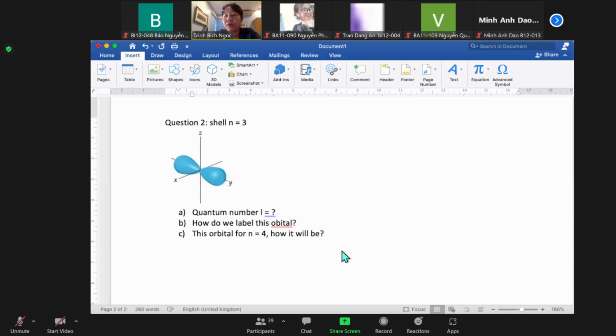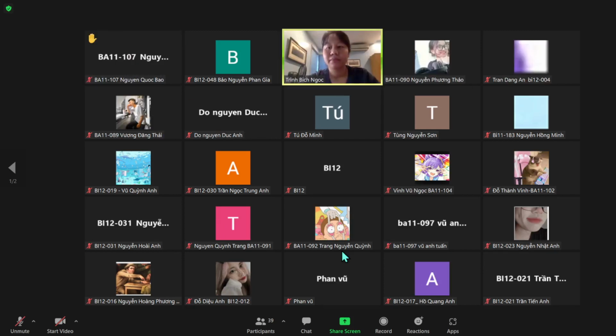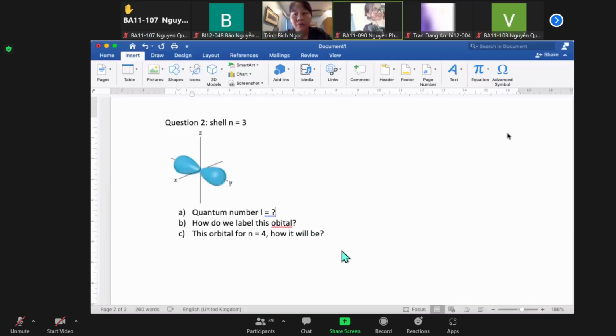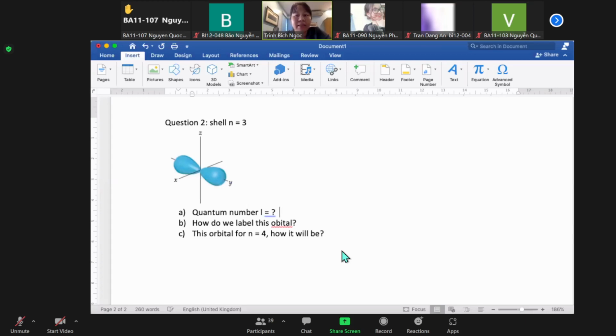Exercise. I see some hand raising. No? I thought that I saw some hand raising. Okay, có một bạn giơ tay ạ, mời bạn. Nguyễn Quốc gì ạ? Cô không nhìn hết được tên của bạn. DA 107 ạ. Yes, please.